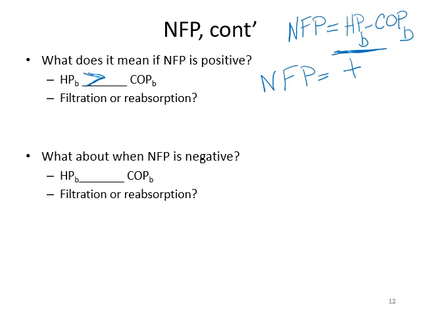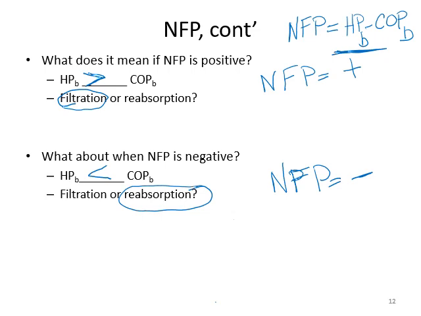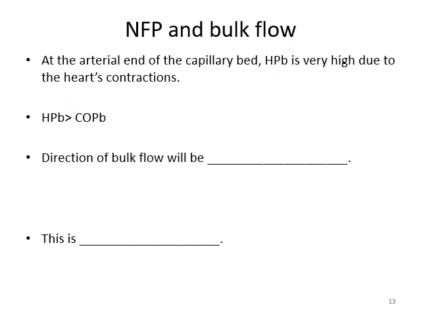And hydrostatic pressure causes filtration, or it pushes things out of the capillary. If net filtration pressure is negative, now we know that colloid osmotic pressure is bigger. That's going to cause reabsorption, or bulk flow back into the capillary bed. So net filtration pressure, again, determines which direction, into the capillary or out, bulk flow is going to occur.